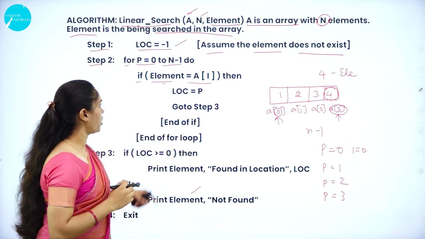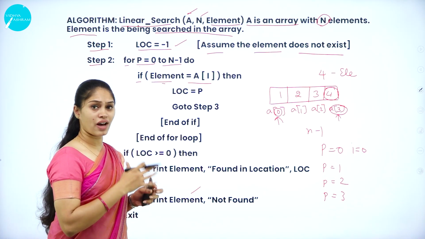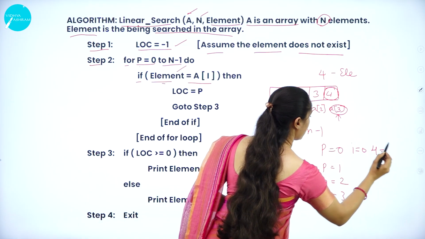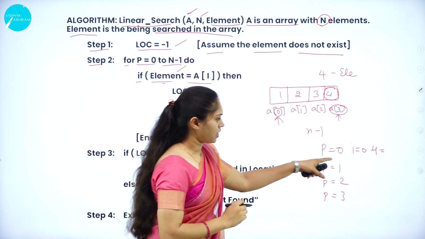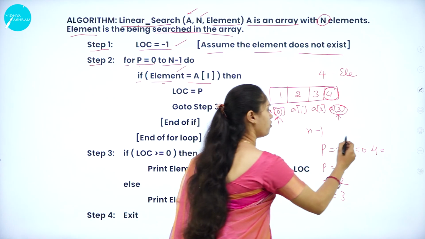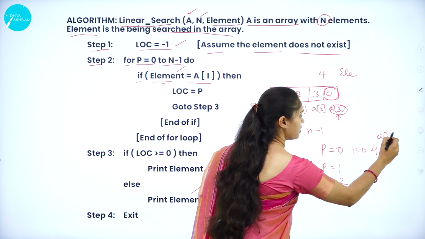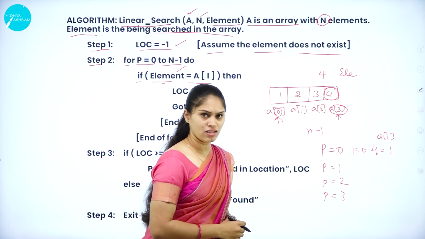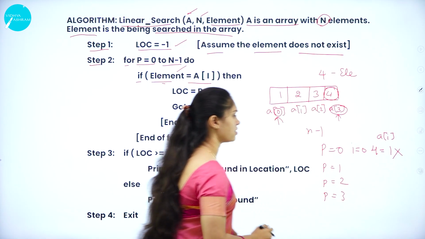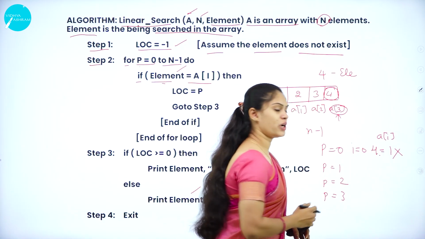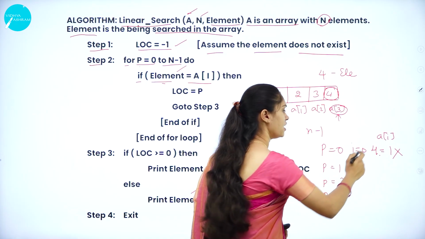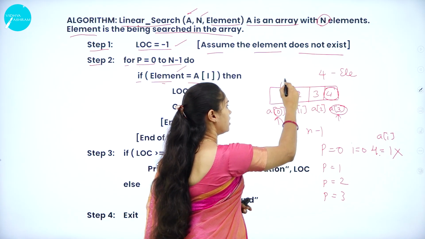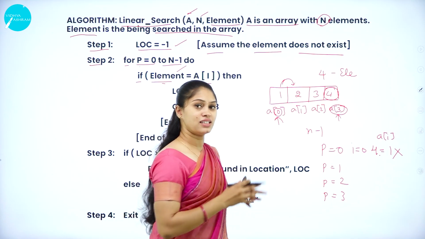In this case, what are we going to do? Element is equal to A of I. What is the value of element? That is 4, compared with A of I. In this case, I is equal to 0, so A of I means A of 0. What is there in A of 0? 1. Is 4 equal to 1? That becomes false. No, right? So at that time I will be incremented and move to the next position. That means I leave the first one and go with the next element.